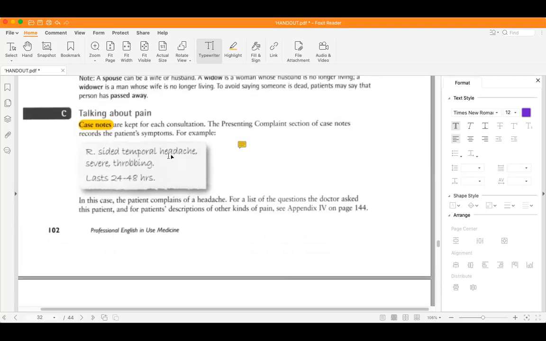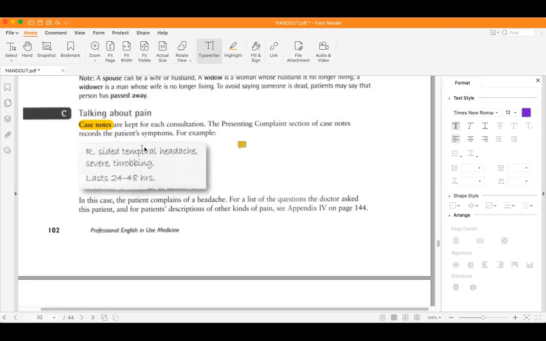Talking about pain. In this part, we ask the patient about the symptoms that he or she suffers from. Case notes are kept for each consultation. The piece of paper or the file that has the information and the symptoms that the patient suffered from is called case notes.